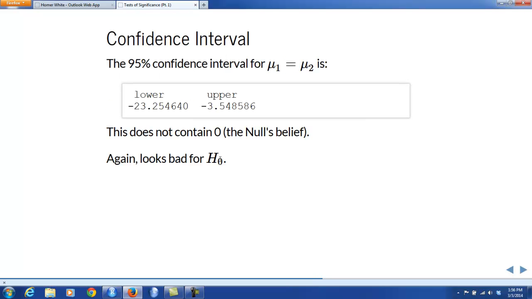A 95% confidence interval for mu1 minus mu2, and that should be a minus right here, is negative 23 miles per hour to negative 3.5 miles per hour. Notice that this does not contain 0. That's the null hypothesis's belief about mu1 minus mu2. Since a confidence interval delivers a range of reasonable values for mu1 minus mu2, when 0 is not in that interval, it's as if the data is saying it's not reasonable to believe that mu1 minus mu2 is 0. So again, things are looking bad for the null.